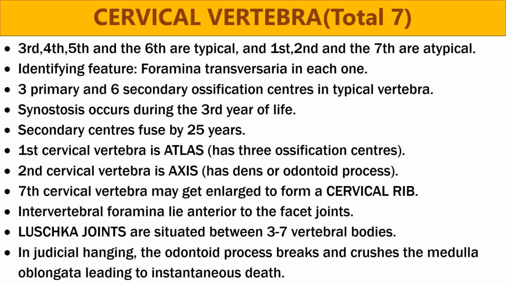The seventh cervical vertebra may get enlarged to form a cervical rib, which is an additional rib arising from the seventh vertebra and usually gets attached to the first rib. The cervical rib may be more than 5 centimeters long. It usually displaces the brachial plexus and the subclavian artery upwards.